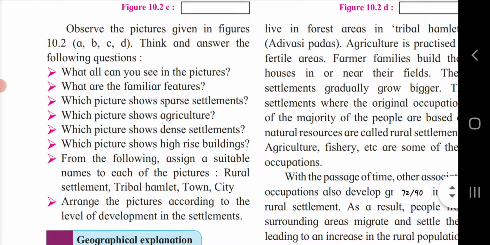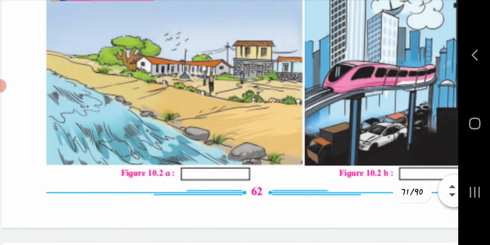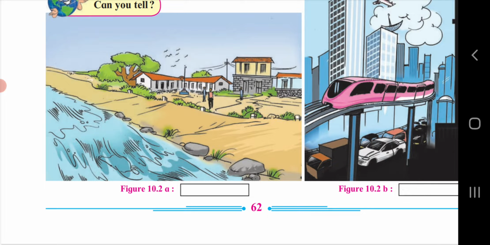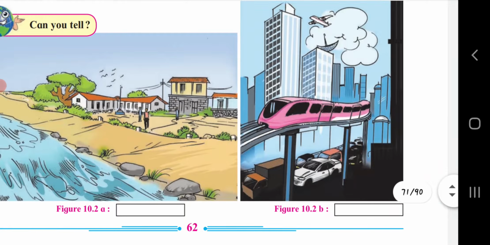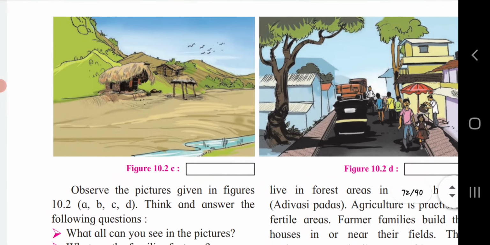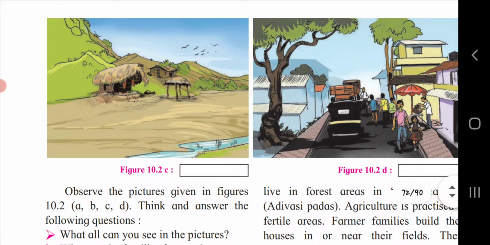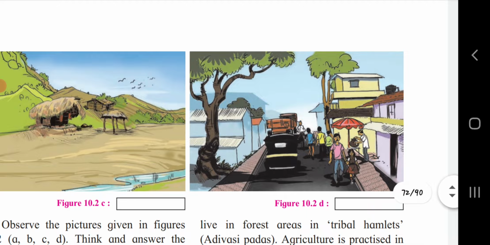From the following, assign suitable names to each of the pictures: rural settlement, tribal hamlet, town, city. If we see the 10.2a picture, we will give this name as rural settlement. To 10.2b, we will give the name city. 10.2c, tribal hamlet, and 10.2d, a town.